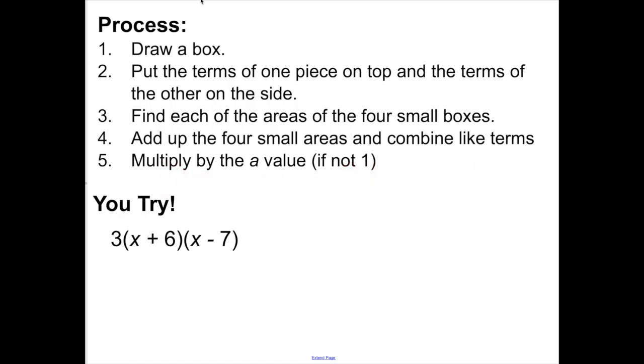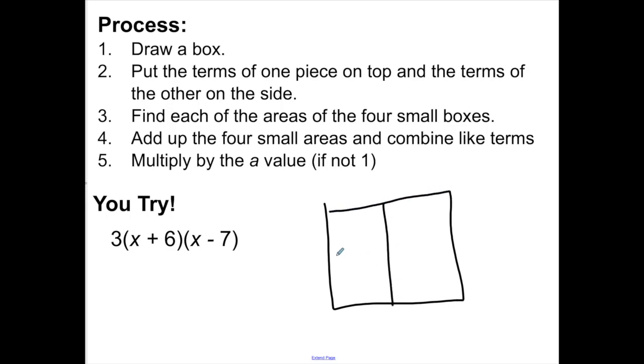Okay, so last one here, we're going to set up our box real quick. So here goes our box. Okay, remember, what's going to go on top of the box is x plus 6. On the left of the box is x minus 7. So I do this out, x squared, 6x, negative 7x, and this is negative 42.